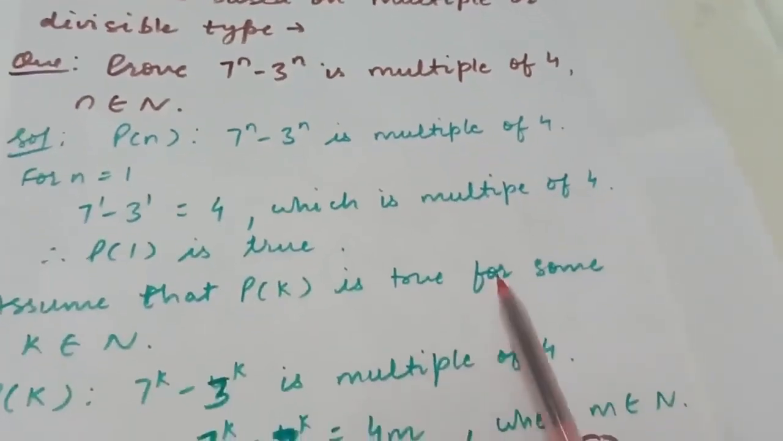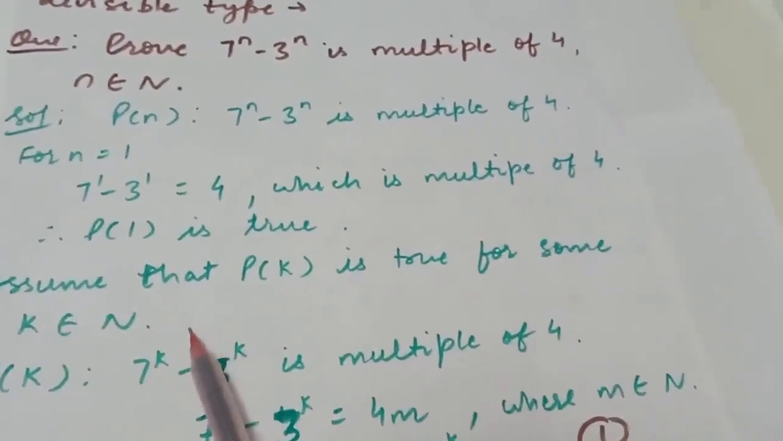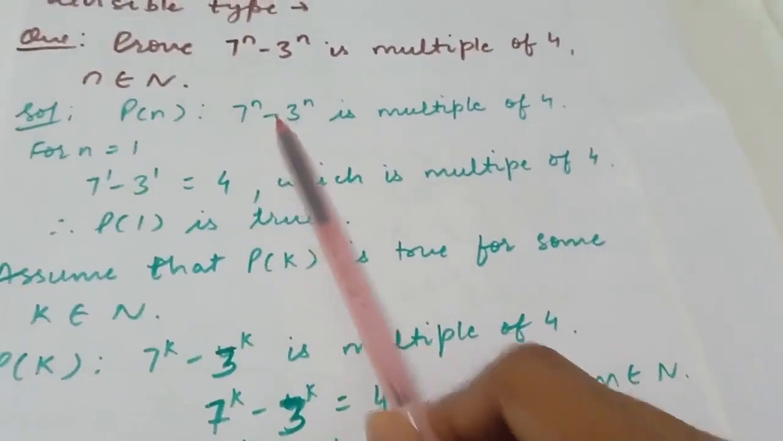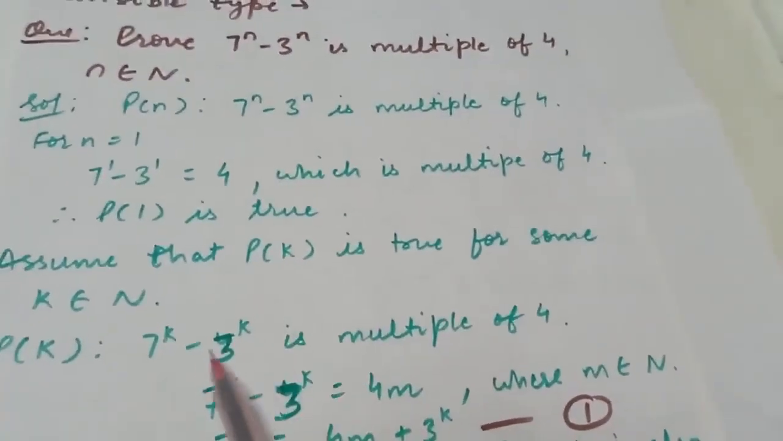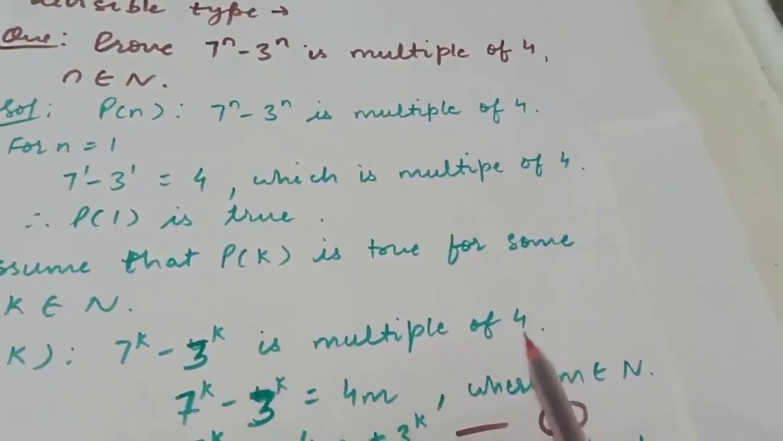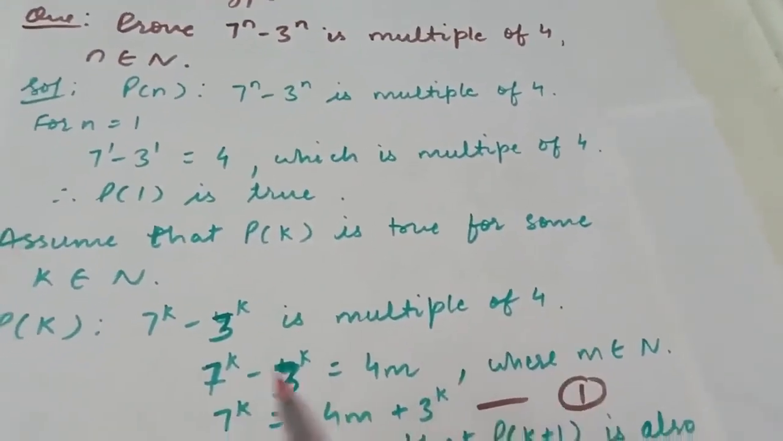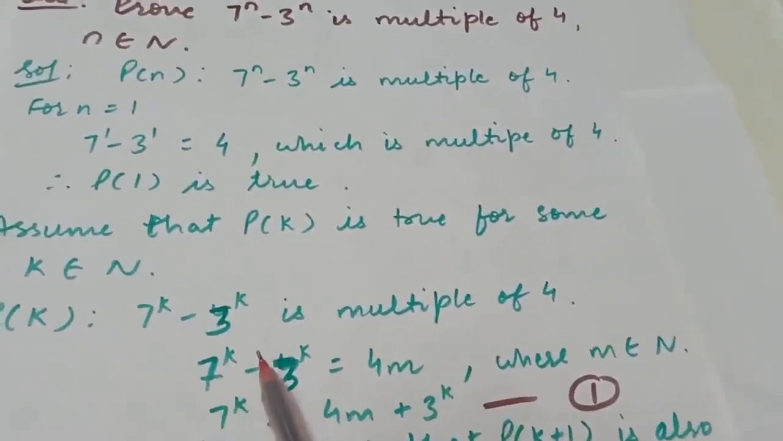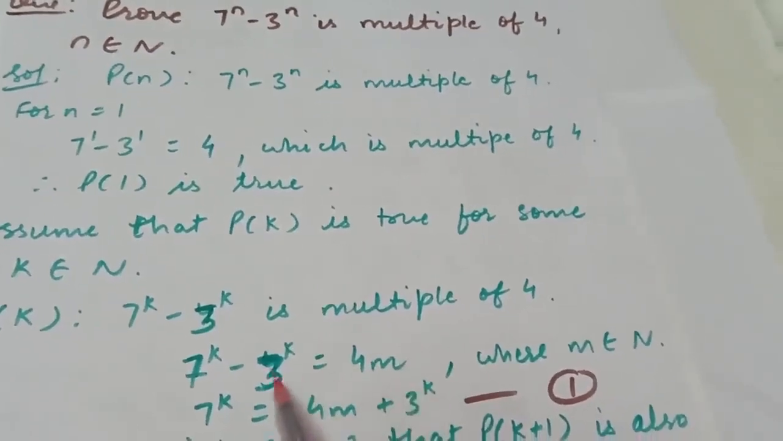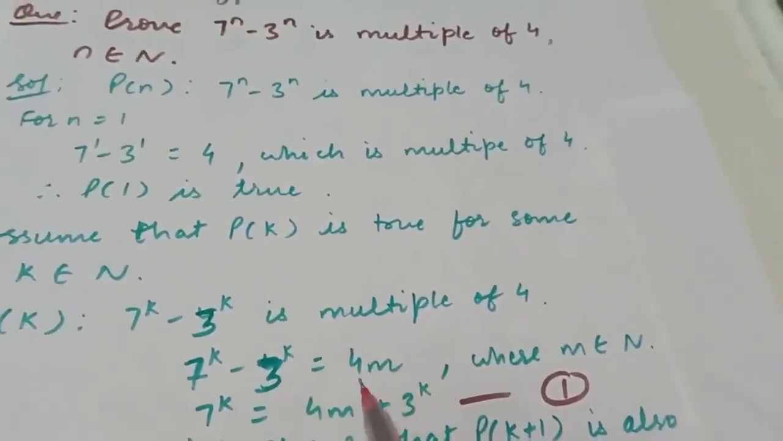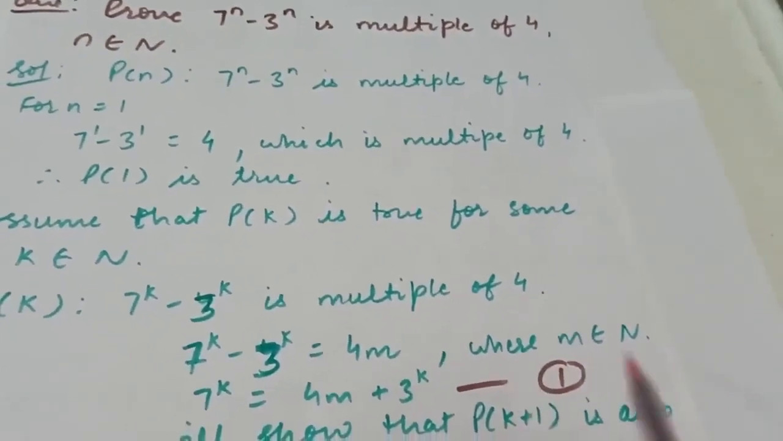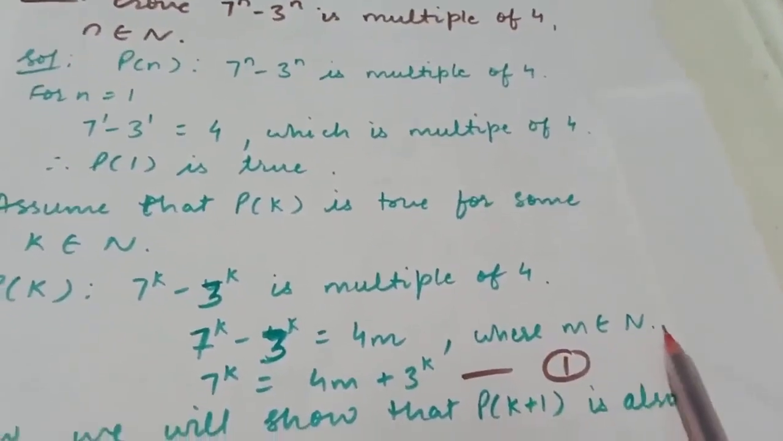Now assume that Pk is true for some k belongs to natural numbers. We assume that Pk is true, so for Pk in place of n just put k. So if Pk is true, that means 7 raised to the power k minus 3 raised to the power k is a multiple of 4. Therefore we can write it as 7 raised to the power k minus 3 raised to the power k equal to 4m, as it is a multiple of 4, where m belongs to the natural numbers. You have to mention this, where m belongs to natural numbers.